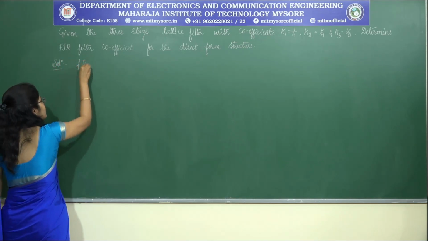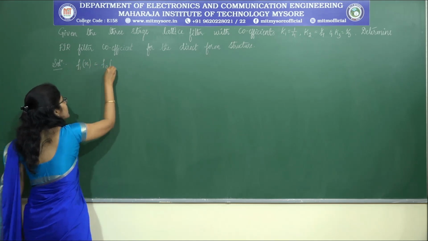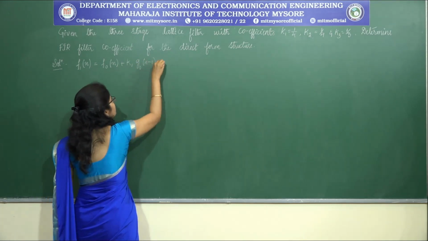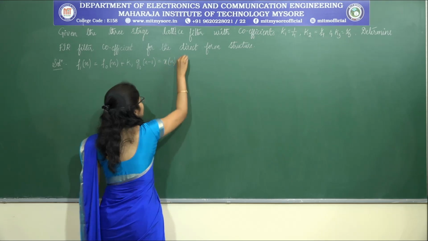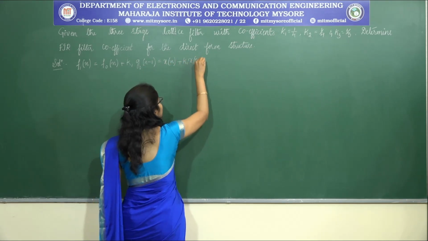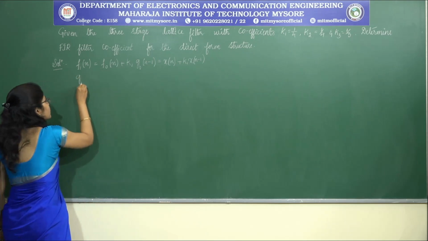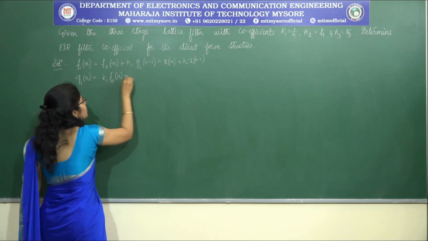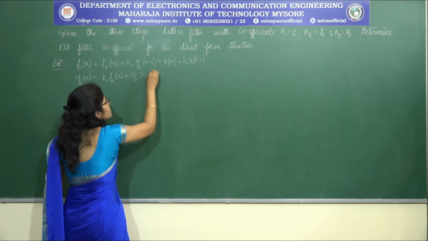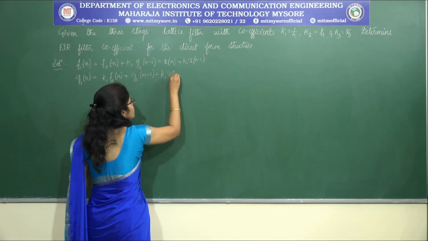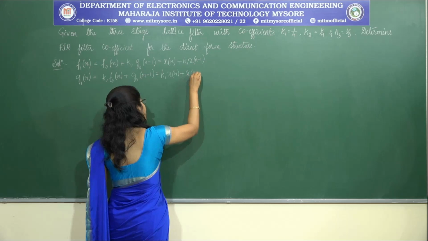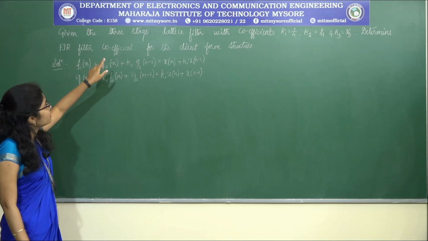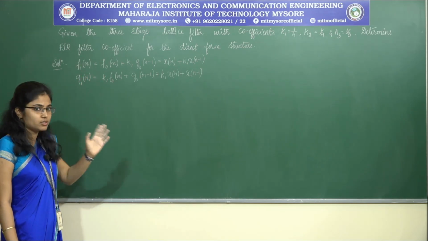the output of first order lattice structure f1 of n is equal to f0 of n plus k1 into g0 of n minus 1, which is equal to x of n plus k1 into x of n minus 1. Similarly, g1 of n was equal to k1 into f0 of n plus g0 of n minus 1. So this was equal to k1 into x of n plus x of n minus 1. So this was the output of first stage. This was y of n. So they are telling us 3 stages, so it should have 3 stages.